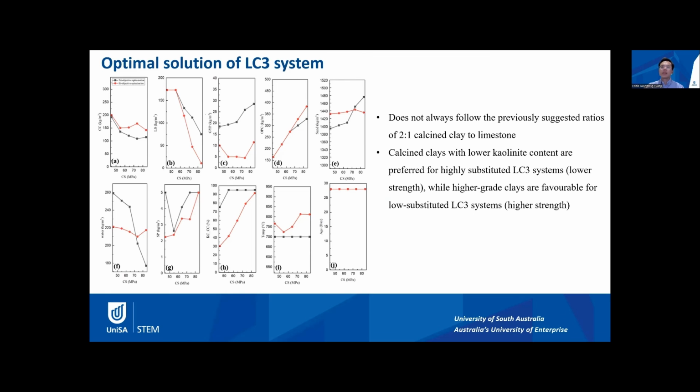The results indicate it does not always follow the previously suggested 2:1 calcined clay to limestone ratio, if you look at tables A and B. If you look at the calcined clay content in the graph, which is classified as the critical impacting factor of LC3 resistance, calcined clay with a lower kaolinite content is preferred for highly substituted LC3 mixtures, while higher grade clay is favorable for lower substituted LC3 mixtures. So these are the two main conclusions that can be obtained from the optimization framework.